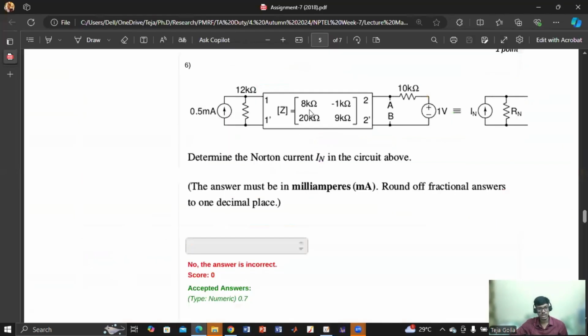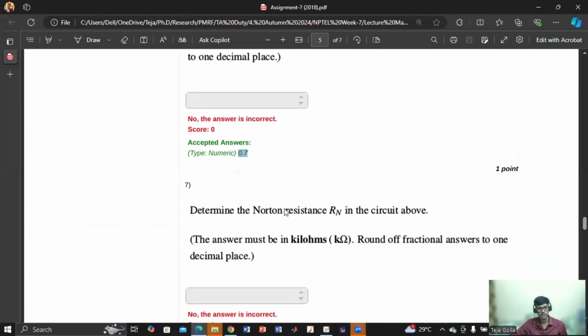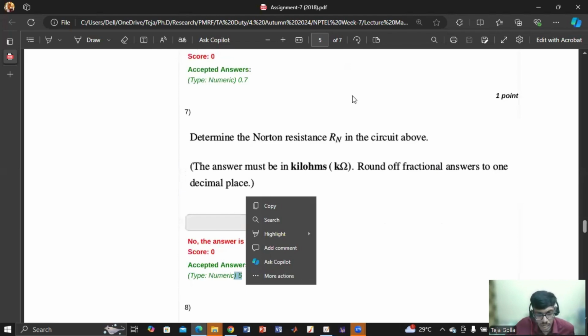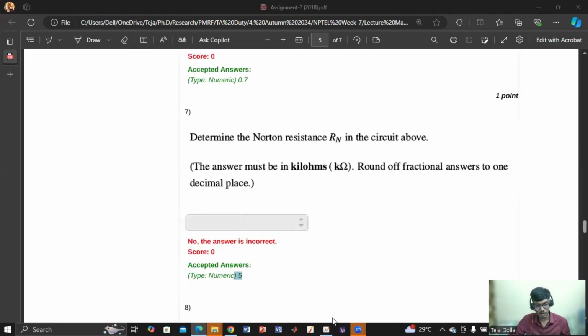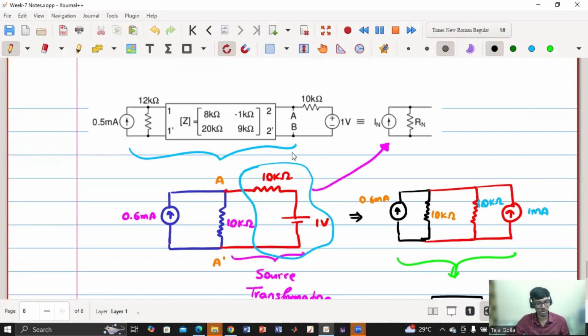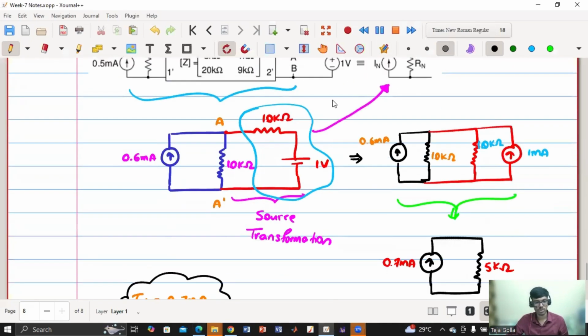Let us go and check. I Norton is 0.7 milliampere and R Norton is 5 kilo ohm. So today we have discussed two-port networks and solved a few problems, I think three to four. But it's not about the number of problems that we have solved, but about the concept that we have learned and how we have applied it to the different problems. Do you have any questions? Else we'll wind up this session.